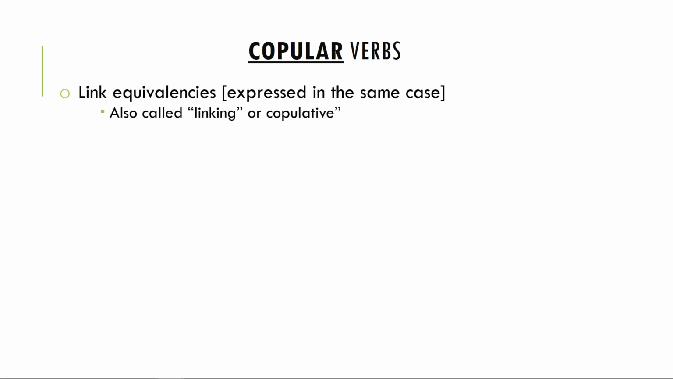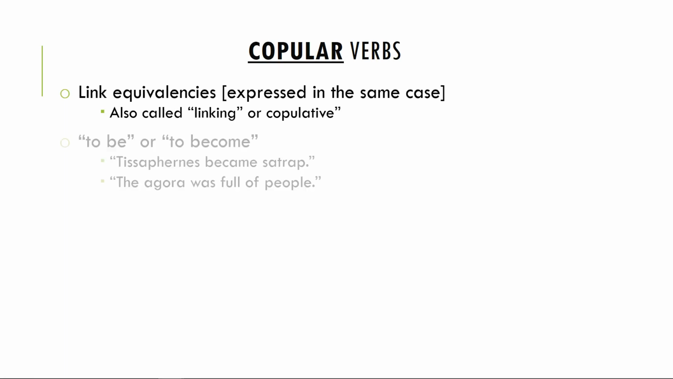Copular verbs, also called linking verbs, link equivalencies. So they're expressed in the same case. We're talking about the verb to be, the verb to become. Tissaphernes became satrap. Both of those nouns would be in the nominative case because the verb's linking two equivalencies. The agora was full of people. Full would be in the nominative case, this adjective, because it's describing the agora on an equivalent level.